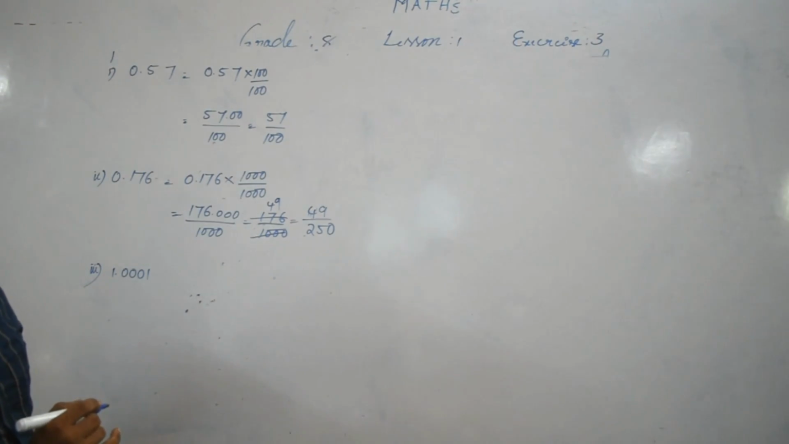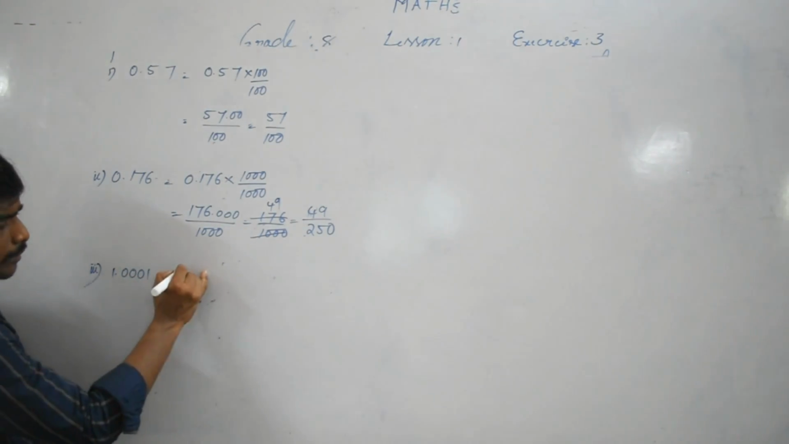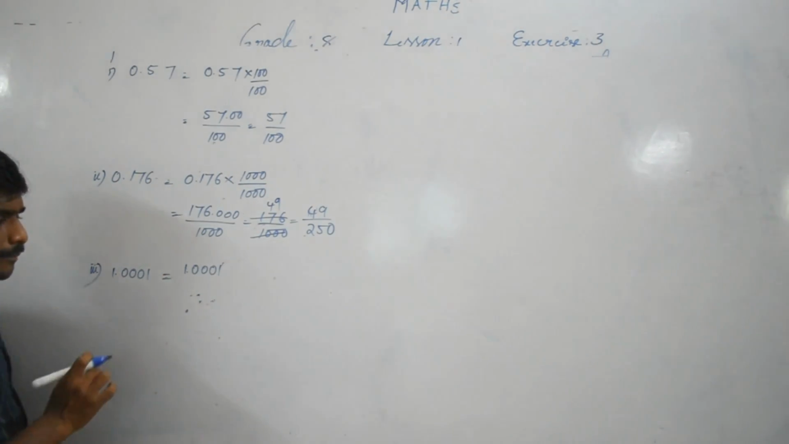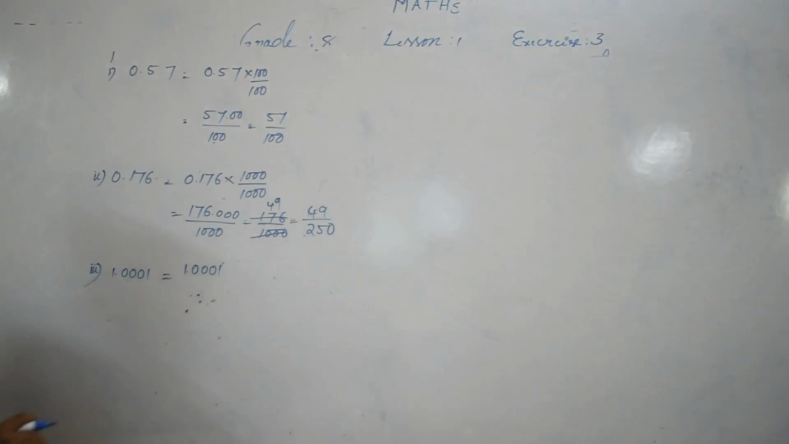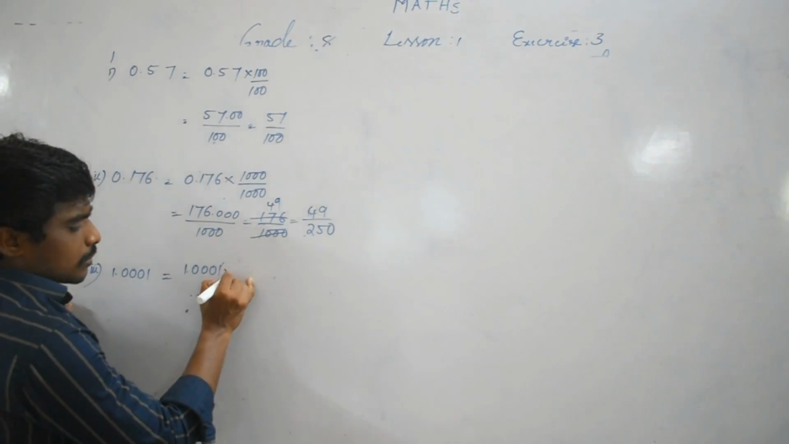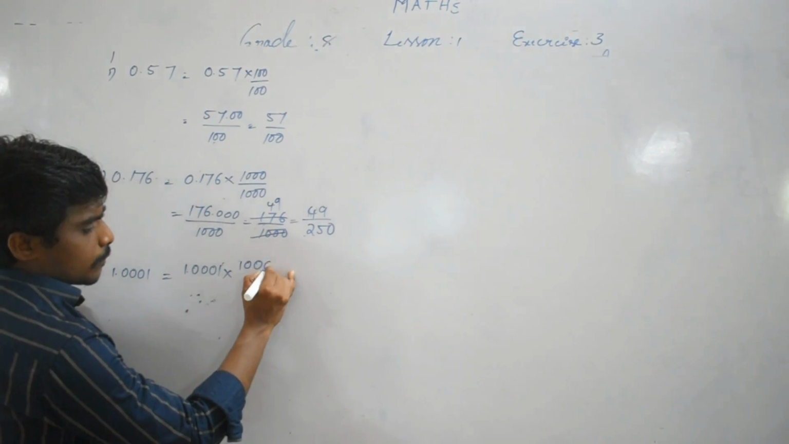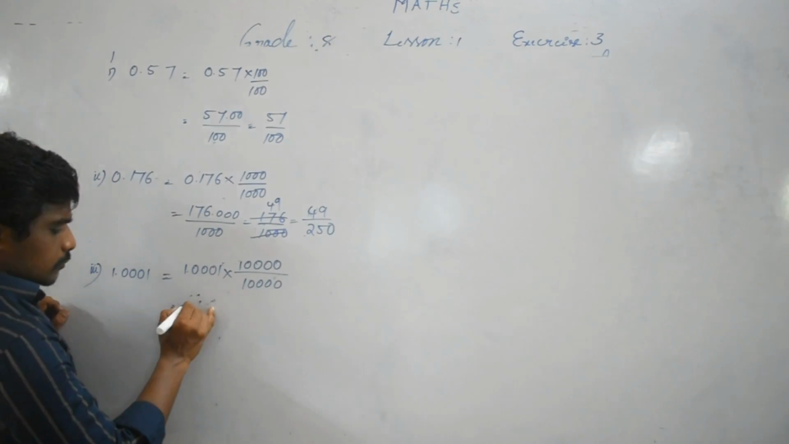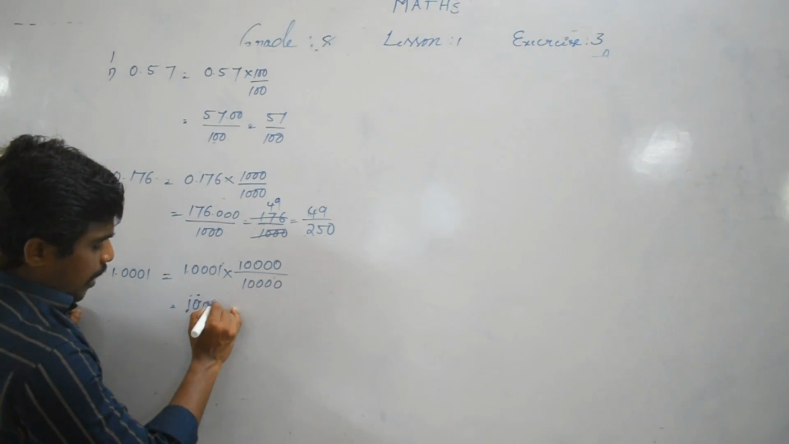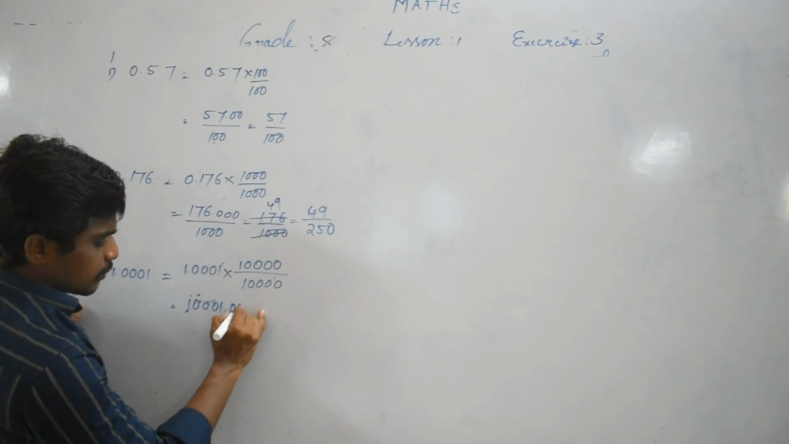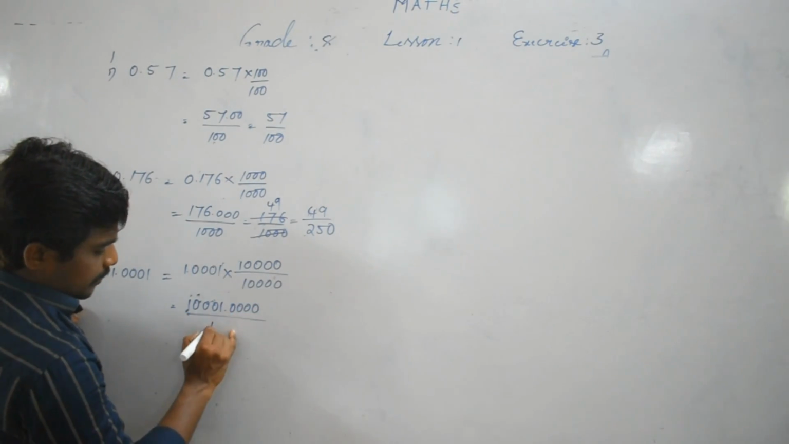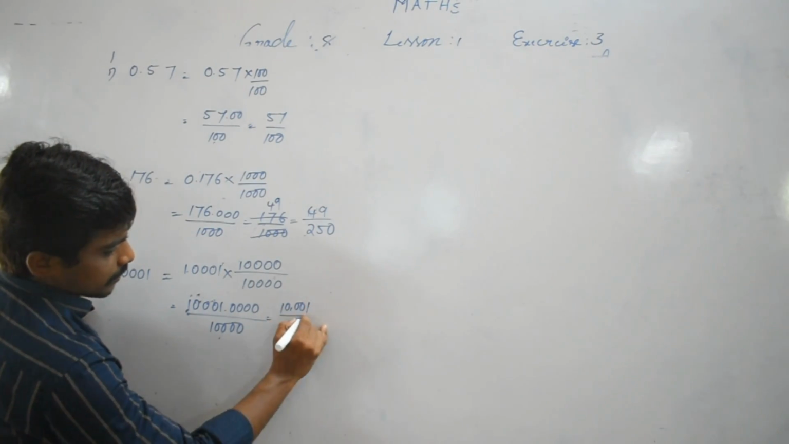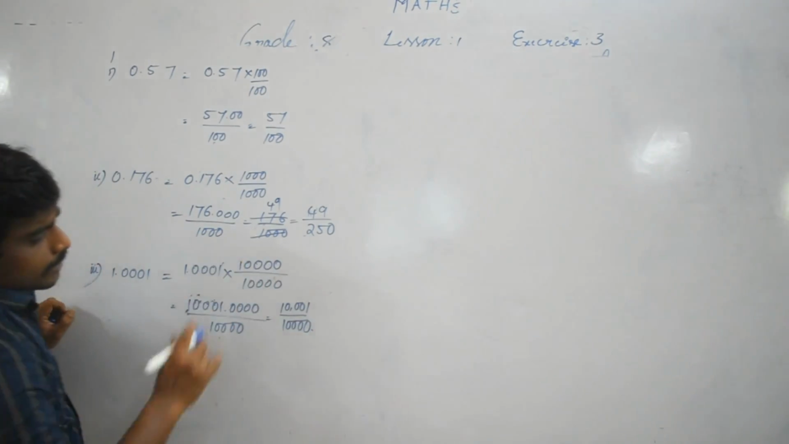1.0001. Here, how many numbers after the point? 4 numbers, 4 decimal places. So here we have 1, 2, 3, 4. So 10,000. So 10,001.0000 by 10,000. So here 10,001 by 10,000. Next one.